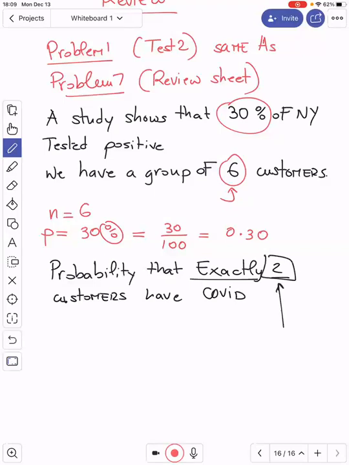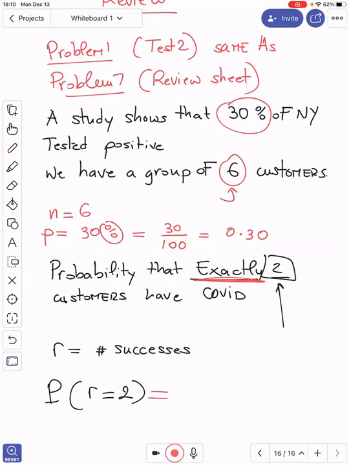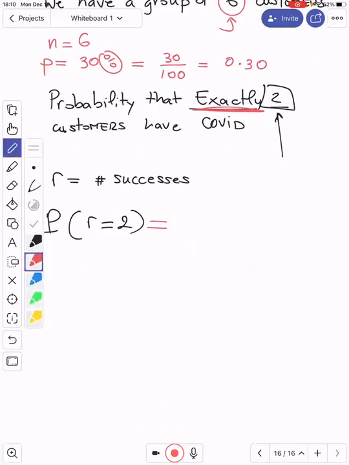You see exactly 2. The 2 here is the number of successes R. So in this problem, R is 2. We want the probability that R is equal to 2, because we want R to be exactly 2. Now I'm going to remind you how to find such a probability. All you have to do, guys, is use table number 2.